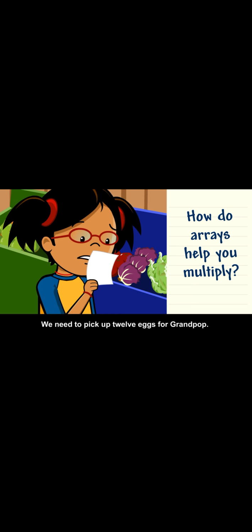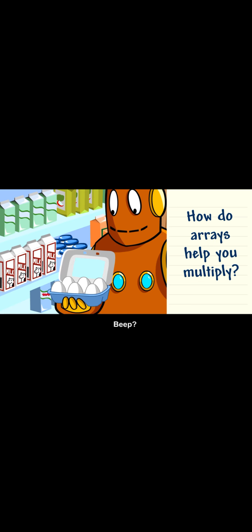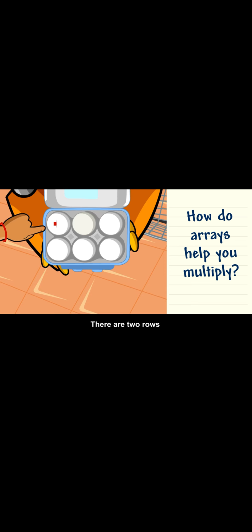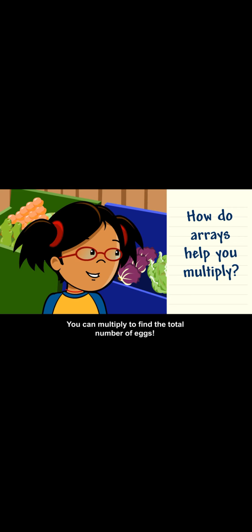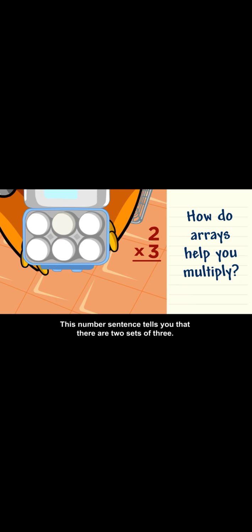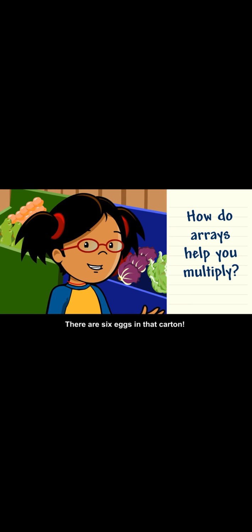We need to pick up 12 eggs for Grandpop. How many eggs are in there, Moby? There are 2 rows, with 3 eggs in each row. You can multiply to find the total number of eggs. First, write the number of rows. That's 2. Then write the number of eggs that are in each row. That's 3. The X symbol means to multiply. This number sentence tells you that there are 2 sets of 3. So the answer is 6. There are 6 eggs in that carton.